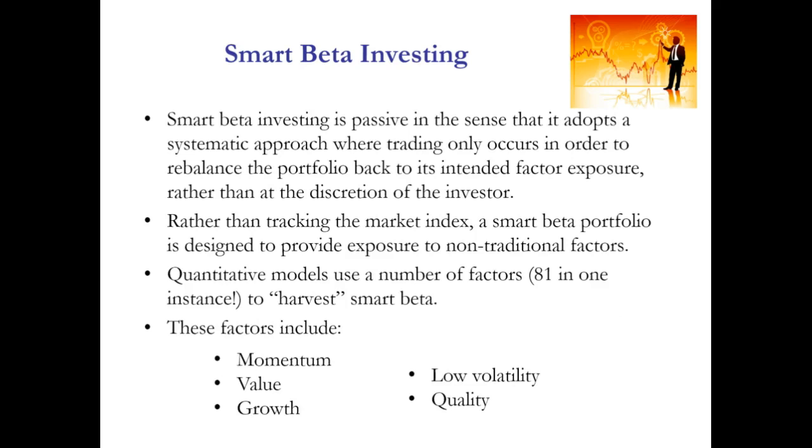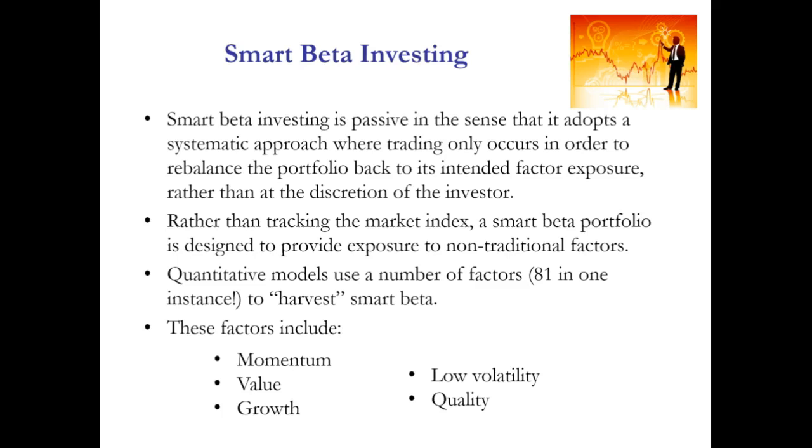So with any smart beta investment strategy, it's important to note it's passive in the sense that it adopts a systematic approach. And by systematic, I mean that there is an algorithm that is put in place that dictates which stocks to buy and which stocks to sell. And that algorithm will be based on some screen that is related to the investment philosophy of the particular investor who is managing the portfolio. However, rather than simply just tracking the market index, a smart beta portfolio is designed to track non-traditional risk factors. And therein lies the value in terms of the portfolio manager. It's about trying to identify which of these factors are going to be relevant.